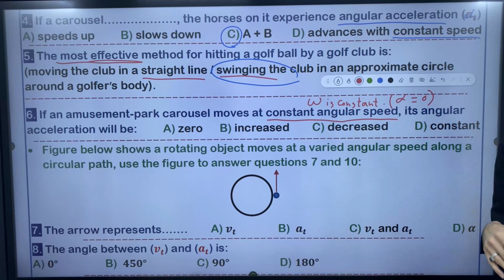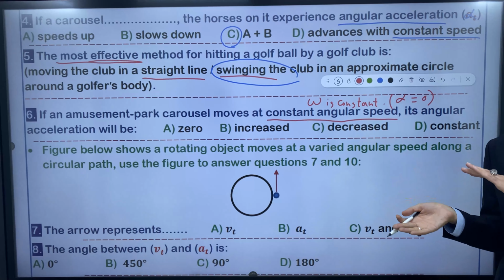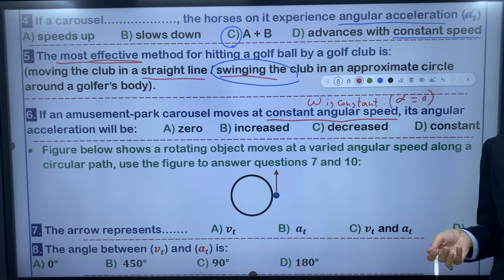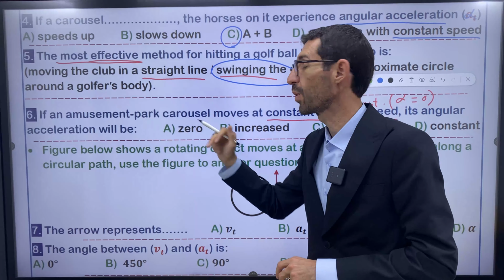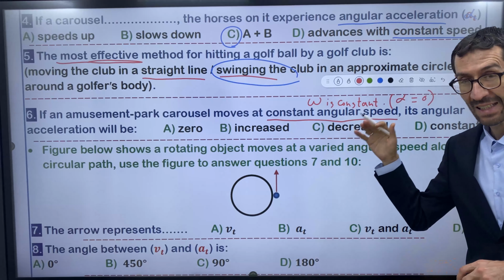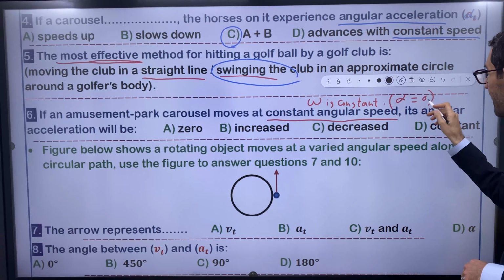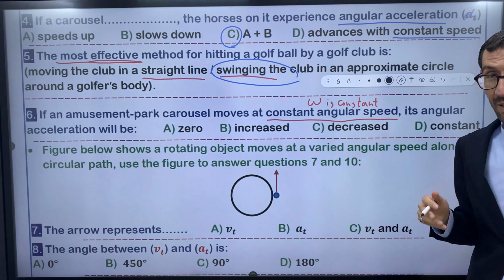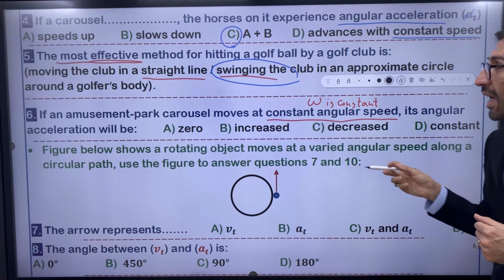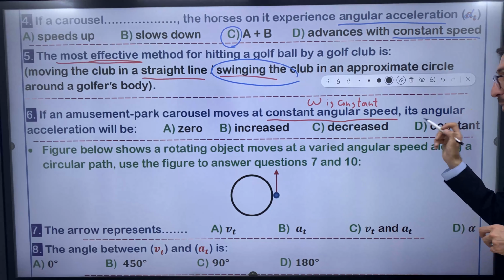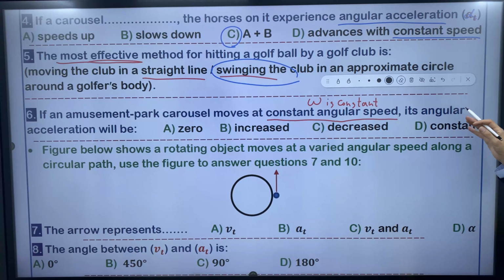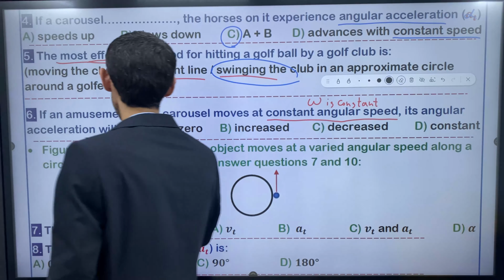Because the object moves with the same rate. It neither speeds up nor slows down. That's why its angular acceleration will be what? Look here. I answered it in advance, right? Let me erase it. I want you to go over it. It says, if an amusement park carousel moves at constant angular speed, omega is constant, the object moves at a constant rate, its angular acceleration will be what?